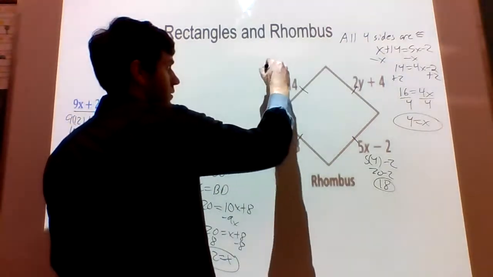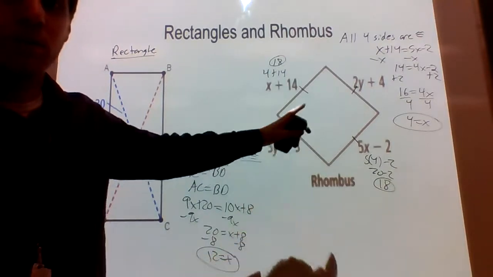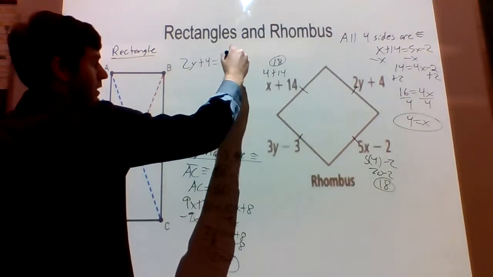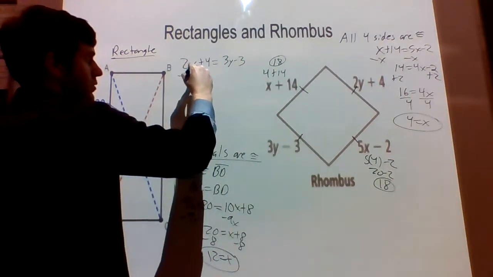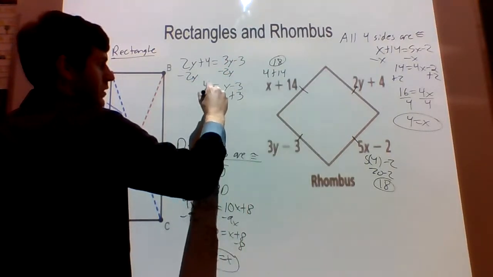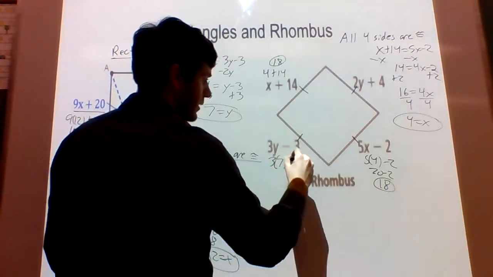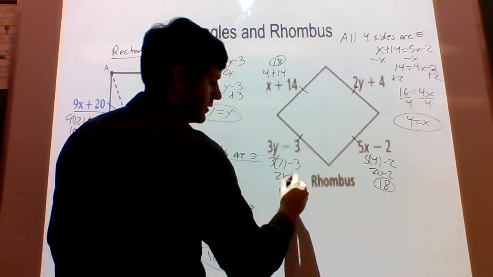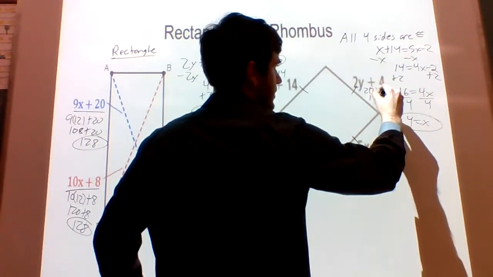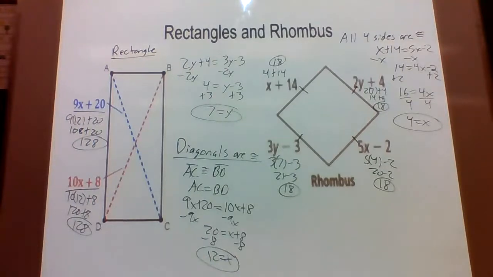4 plus 14 is 18. We can also set up the equation 2y plus 4 equals 3y minus 3. Subtract 2y. 4 equals y minus 3. Add 3. 7 equals y. 3 times 7 minus 3 is 21 minus 3, which is 18. 2 times 7 plus 4 is 14 plus 4, which is 18. So all the sides are congruent. All sides are 18.